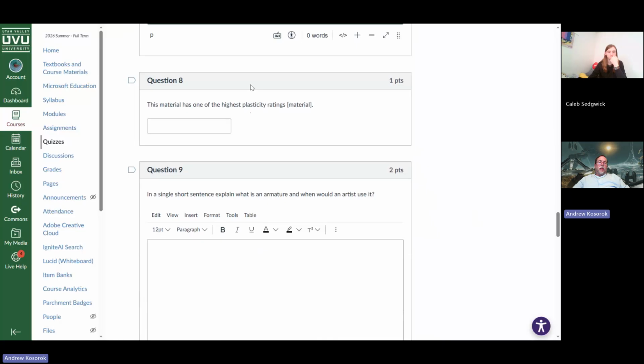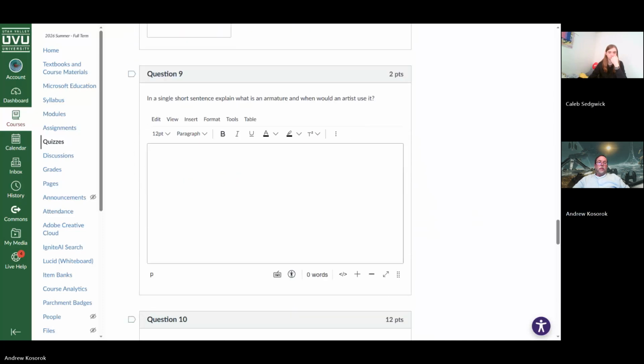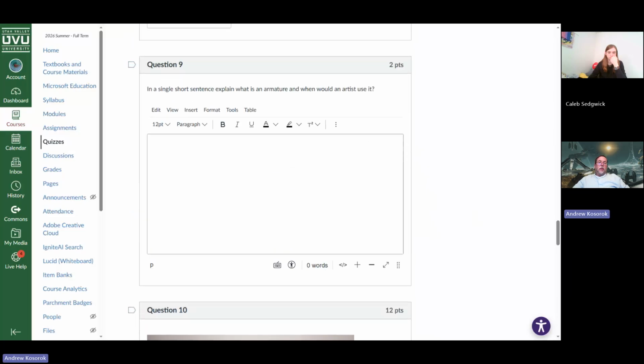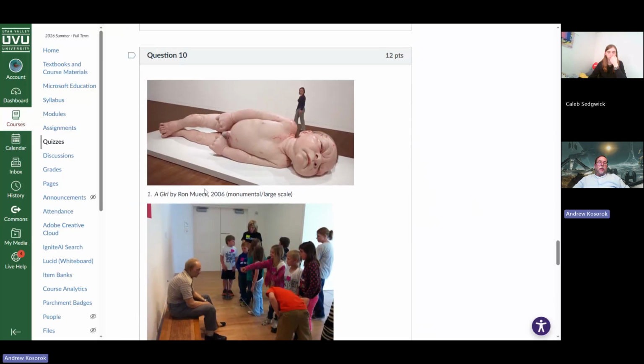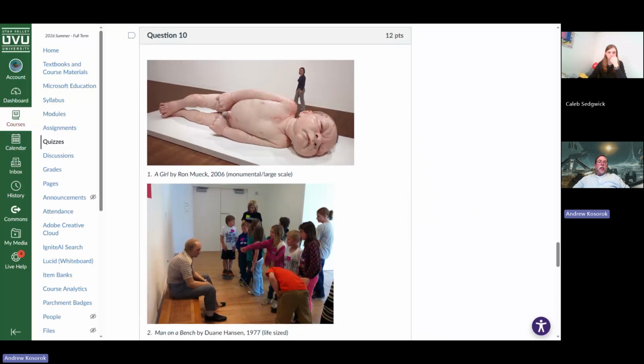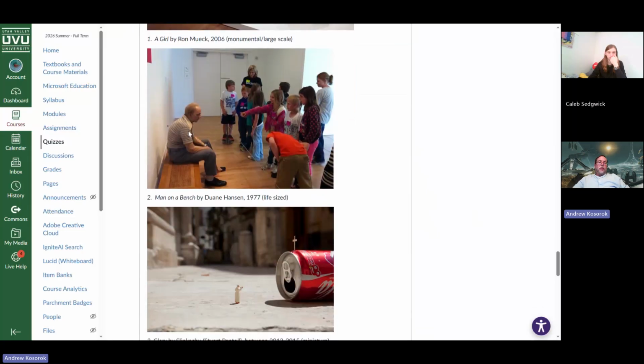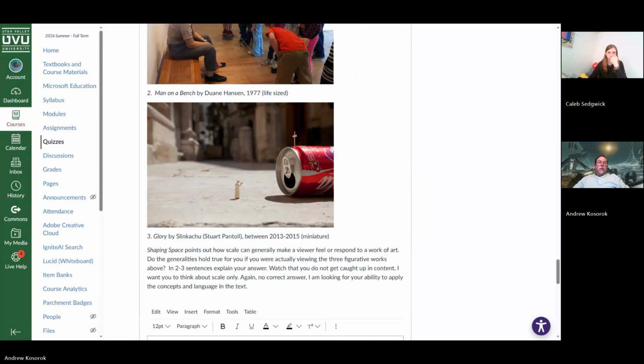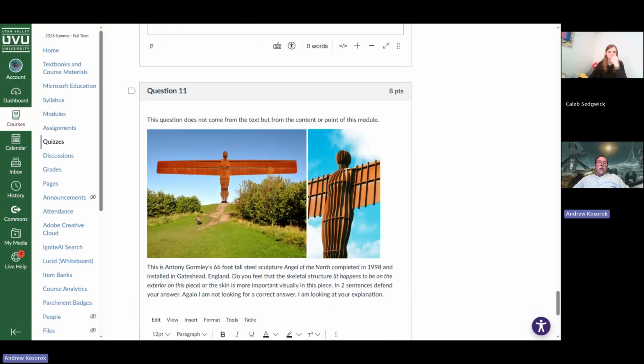And the plasticity ratings, plasticity does not mean plastic. It means ease of smushing around, basically. Everybody knows what an armature is. This one, the only people that missed points are those who didn't comment on each of these three scales. And then you're good.